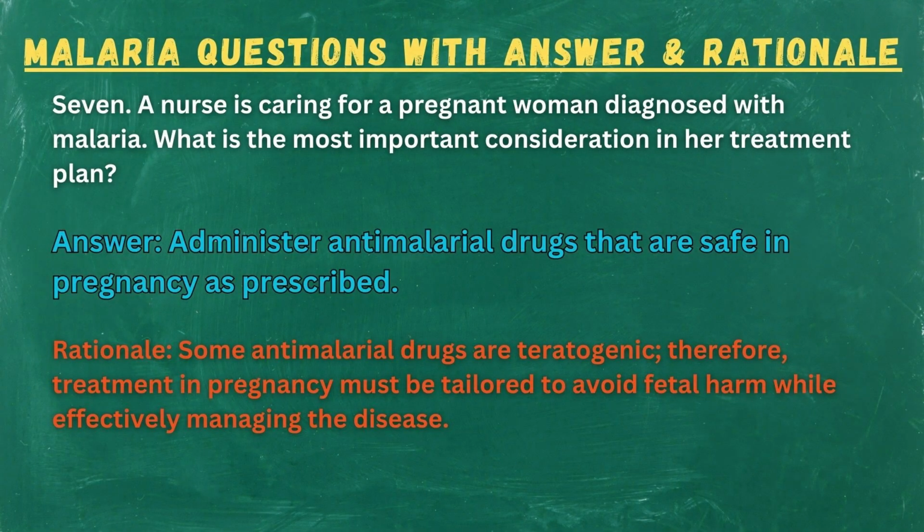7. A nurse is caring for a pregnant woman diagnosed with malaria. What is the most important consideration in her treatment plan? Answer: Administer antimalarial drugs that are safe in pregnancy as prescribed. Rationale: Some antimalarial drugs are teratogenic. Therefore, treatment in pregnancy must be tailored to avoid fetal harm while effectively managing the disease.